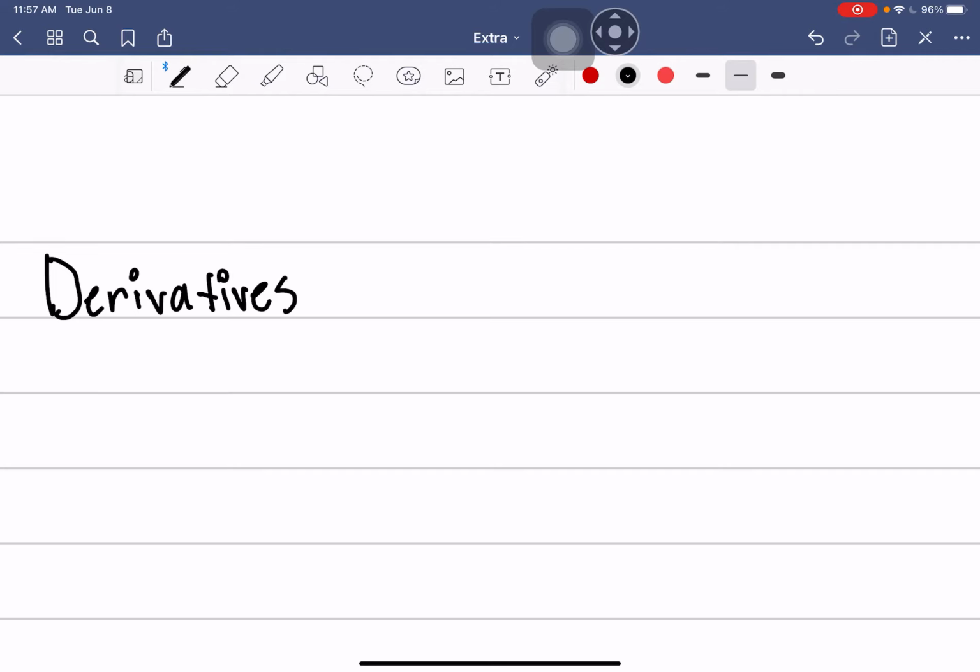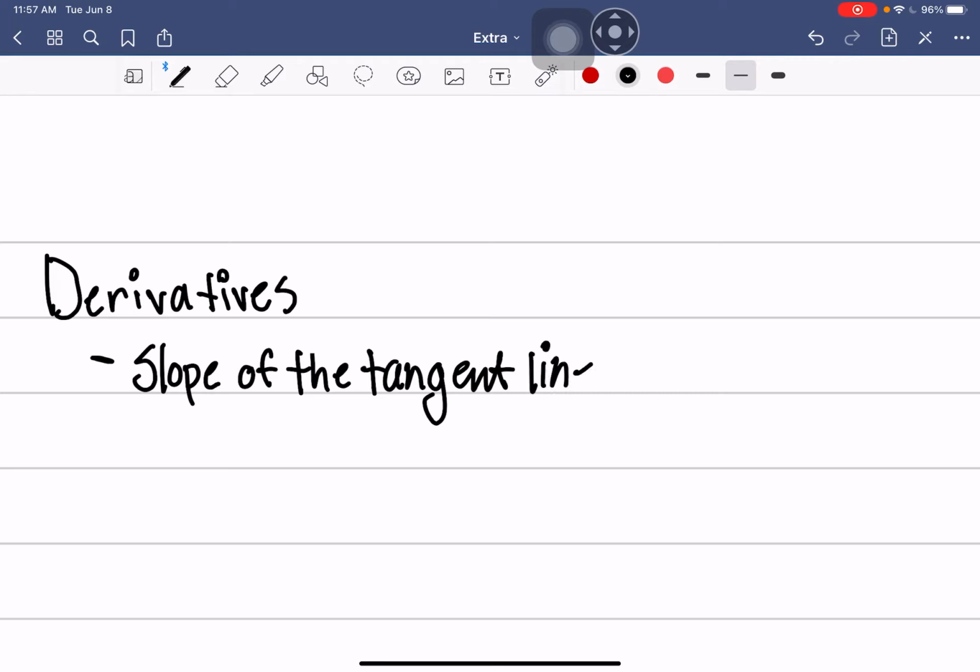So, what are they? Whenever you hear the term slope of the tangent line, we are referring to derivatives.